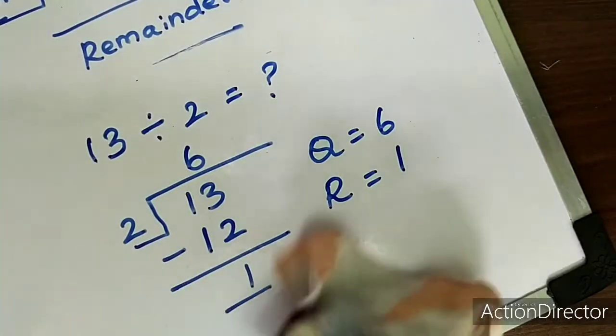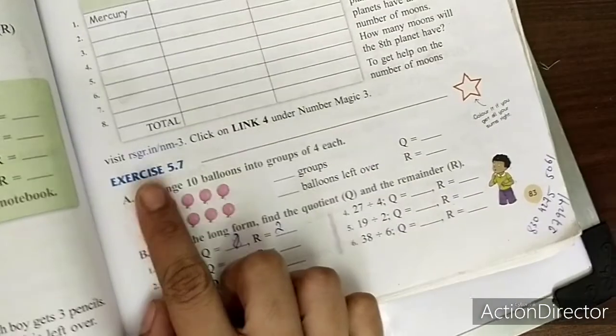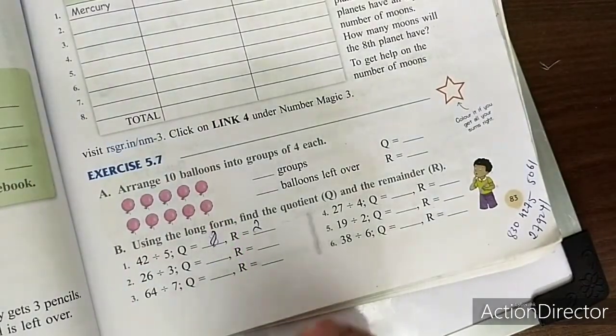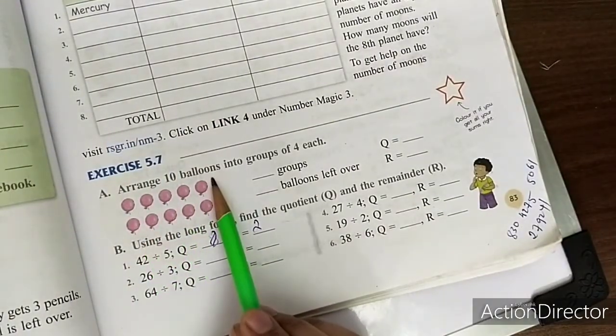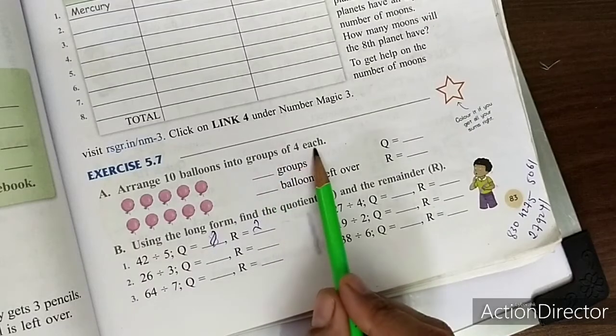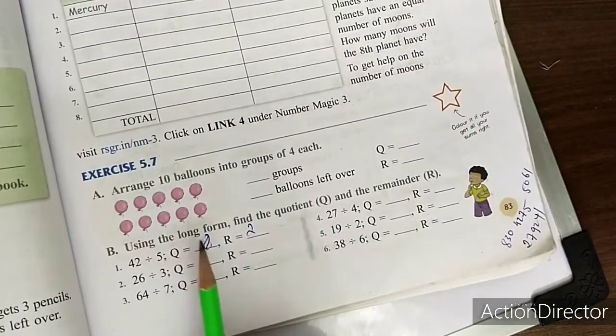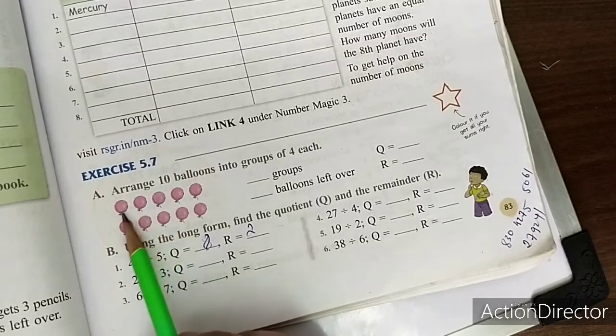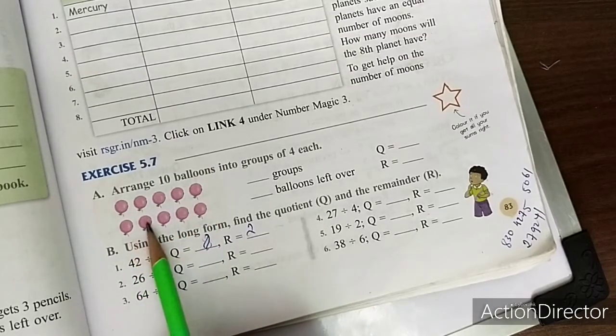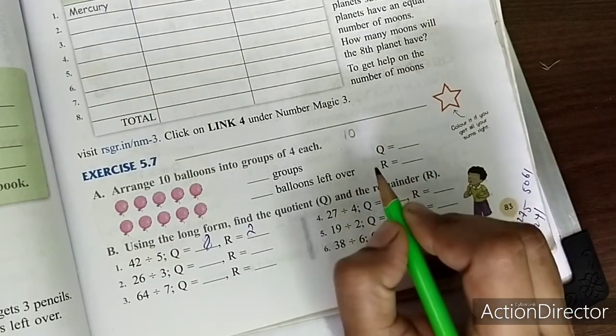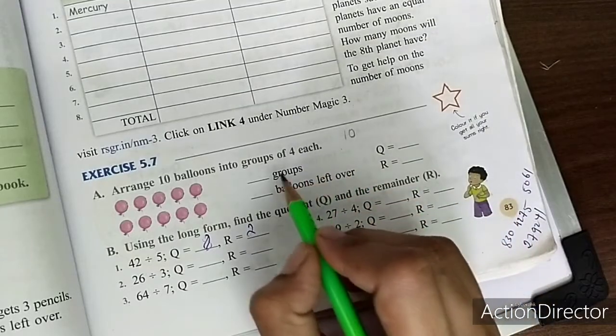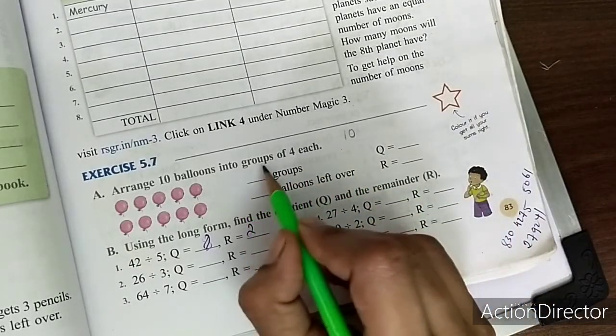We'll move on to the book exercise. Take page number 83, Exercise 5.7. Arrange 10 balloons into groups of 4. Here we count 1, 2, 3, 4, 5, 6, 7, 8, 9, 10. How many balloons are there? 10 balloons are there. We are going to make groups of 4.